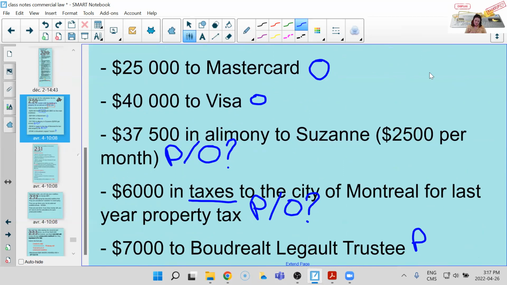Take your phone, go, find your calculator, like me, because it's not an exam. So 37,500 divided by 2,500 or by 12. Aha, it's 15 months. There was a catch. So 37,500 divided by 2,500 is 15 months. So I have an excess of 3 months. So it's 2,500 times 12.